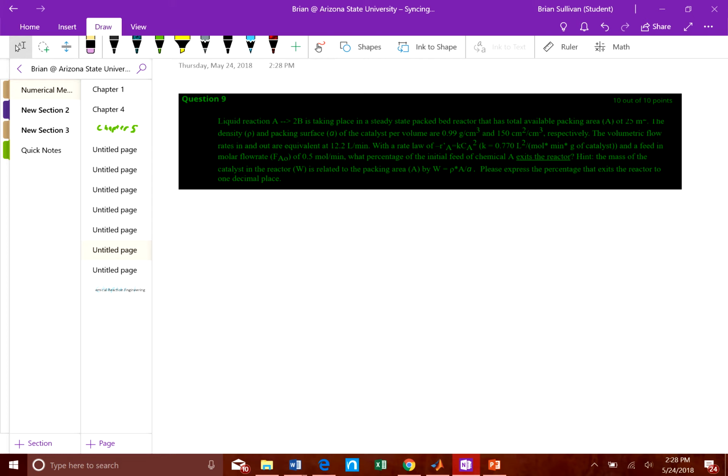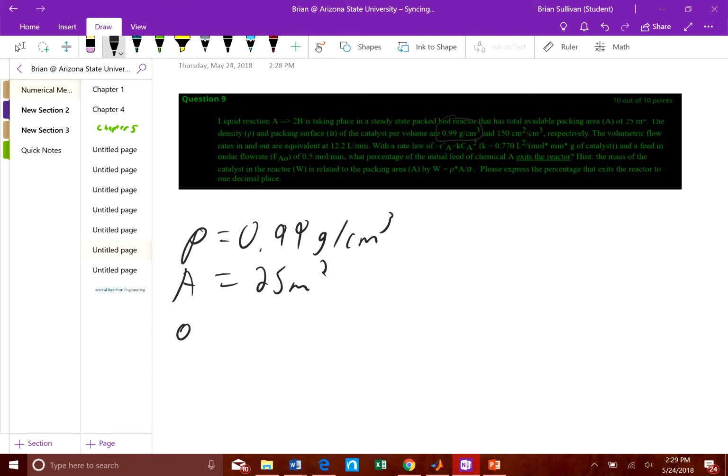So let's begin. The first thing we've got to do is get the weight of the reactor, because if you read this problem carefully, I suggest you pause the video, they give us the density of the packing. So our density of the packing is equal to 0.99 grams per centimeter cubed. They give us a total surface area of the packing of 25 meters squared. And then they give us kind of like a density, but the surface area per unit volume. That's kind of a conversion factor I'll show you how to use in a minute.